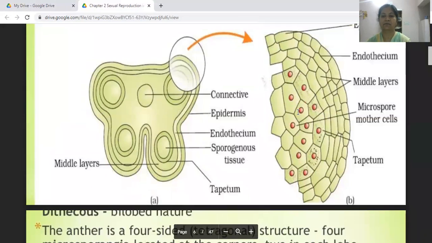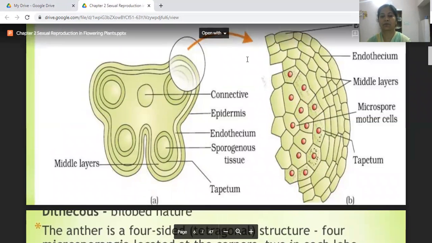Then the NCERT image is shown of the microsporangium structure. There are 4 microsporangia or 4 thecae, 4 pollen sacs in one anther. This is the cut section of one anther.